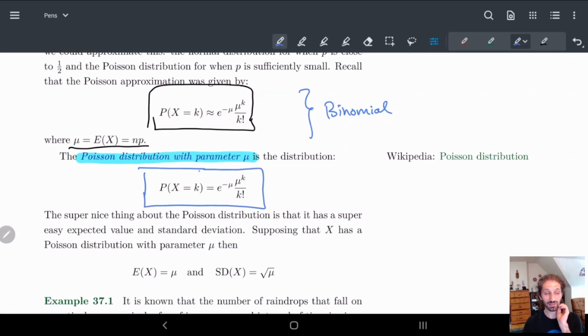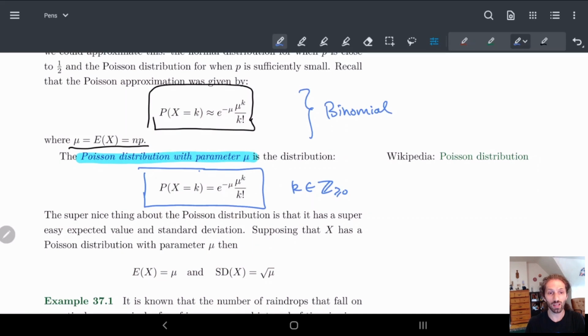The probability that x is equal to k is given by this formula. Now notice how this k has to be an integer. I guess positive integer, or I guess we're allowed zeros, so greater than or equal to 0. And this is what's making it discrete.